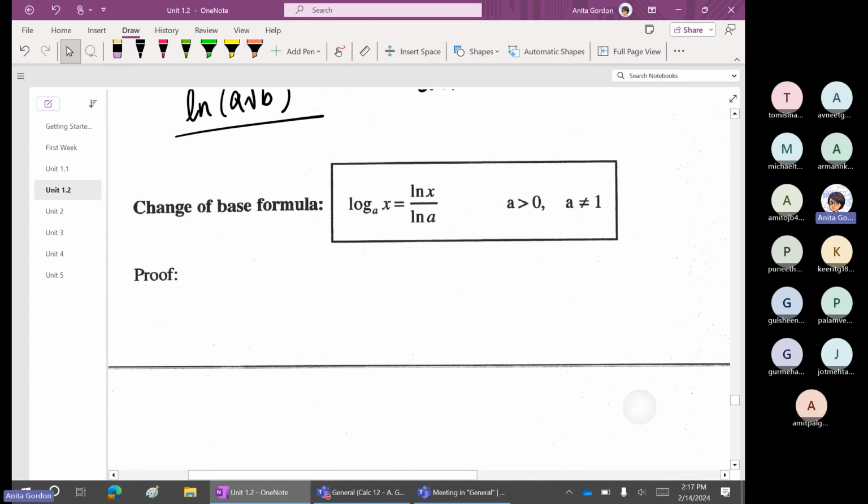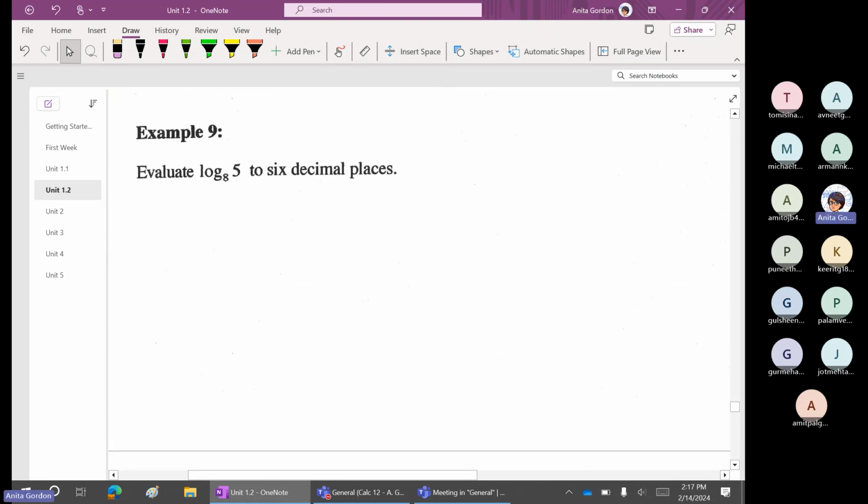I will do a proof for you another day. I want to do more examples today. Example 5, can you evaluate? Now I want a calculator question. Log base 8 of 5. Can you show me how I could rewrite this?